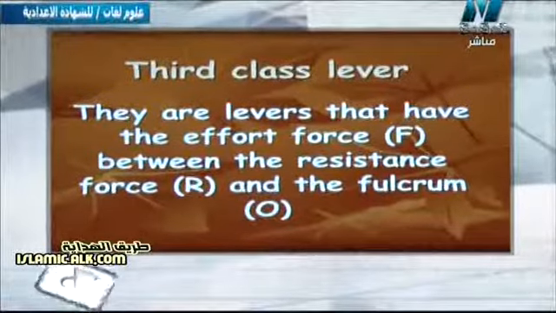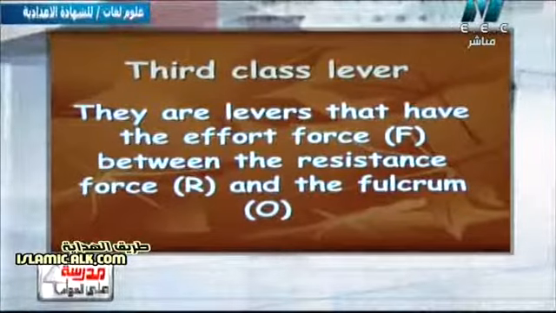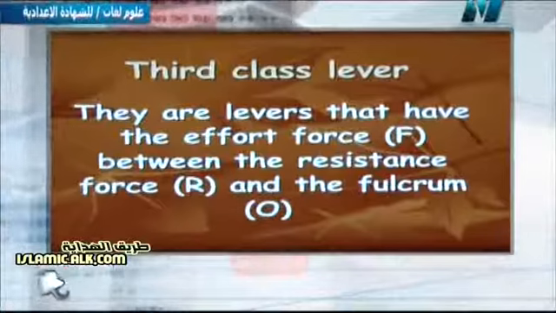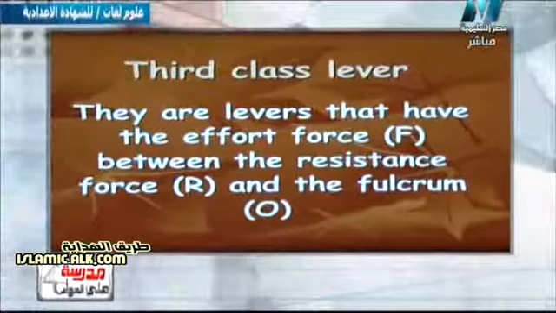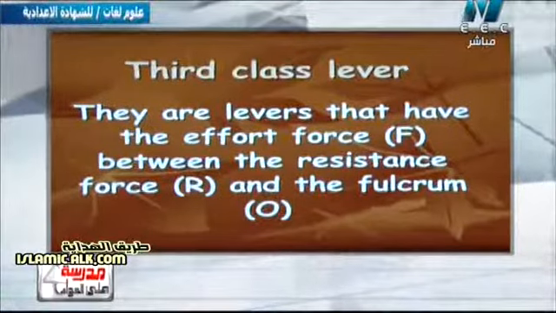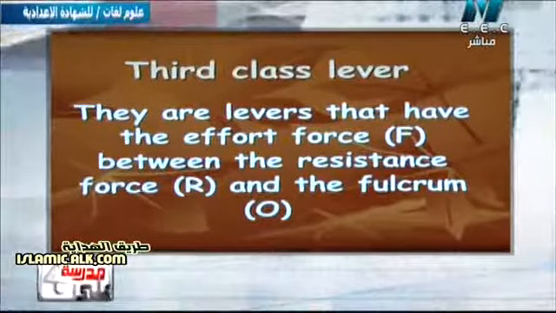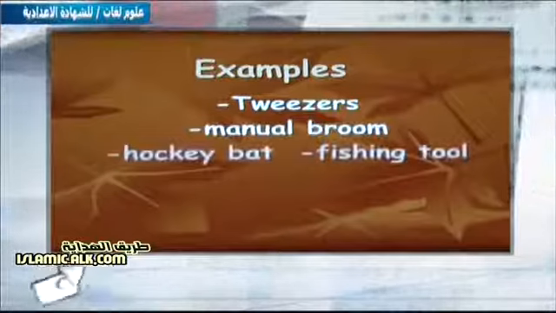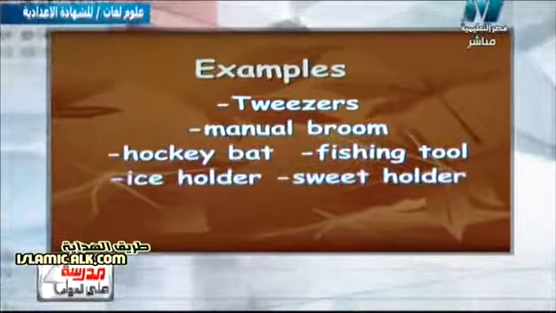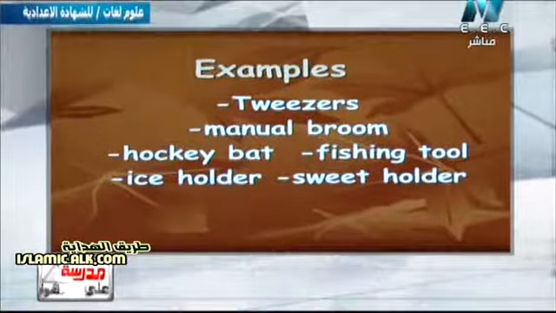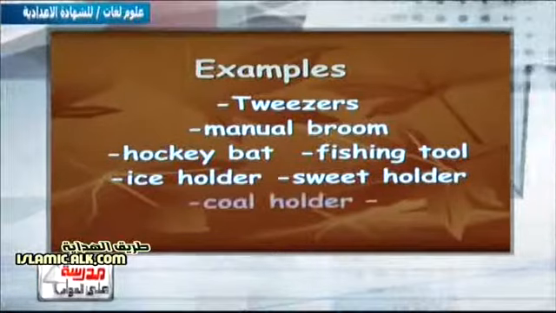So again, we have 3 types of lever. The third type, now we'll study it. They are levers that have the effort force F between the resistance force and the fulcrum. This is the type that has F between R and O. So let's have some examples of the third class lever: tweezers, manual broom, hockey bat, fishing tool, ice holder, sweet holder, coal holder.